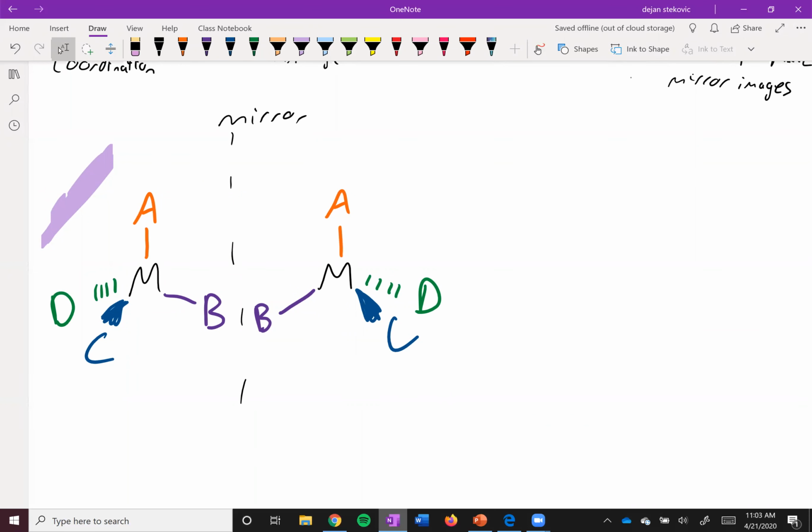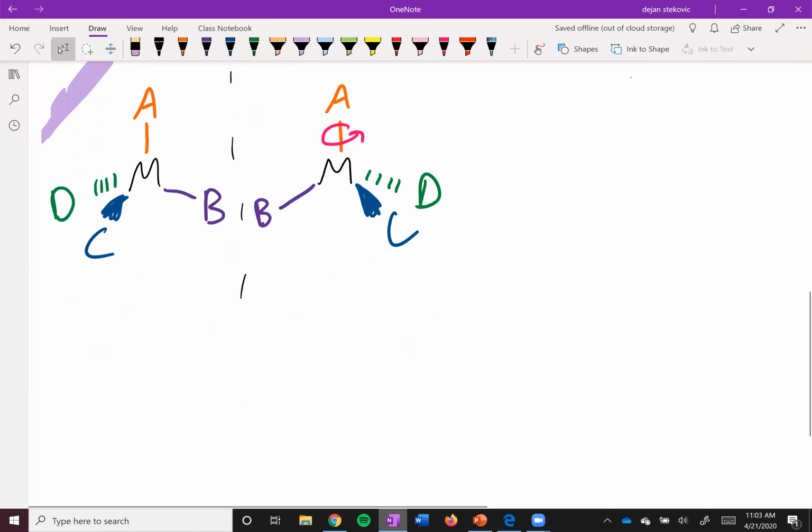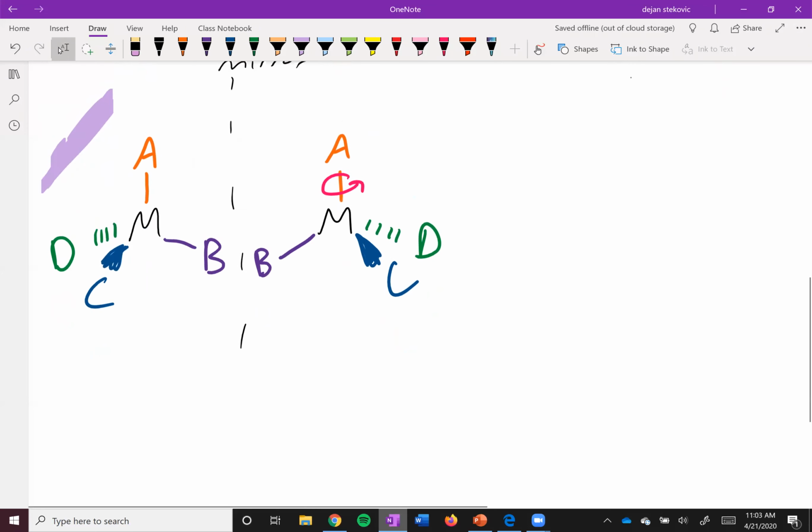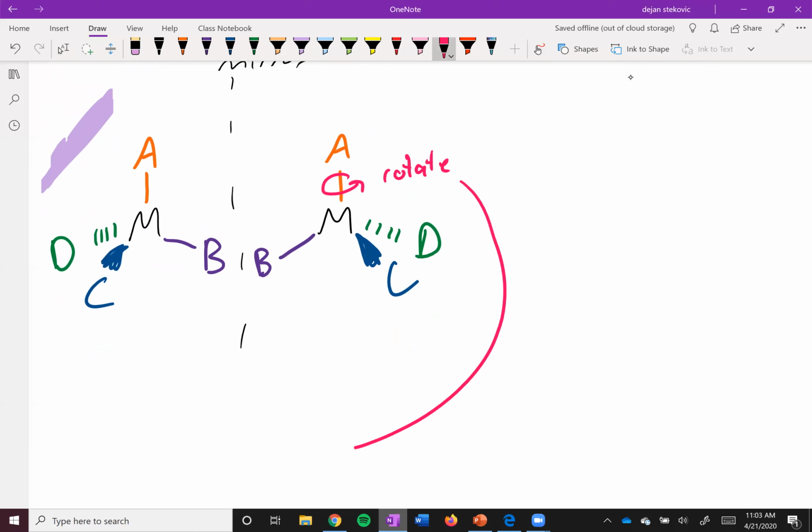Think about it. Think about your hands. Your hands are mirror images of one another. If you're looking at your hands, you'll see that they are mirror images of one another. So let's see what happens when we try to rotate this bond right here so that they're in the same kind of orientation as the other one. And let's see if this is the same molecule or not.